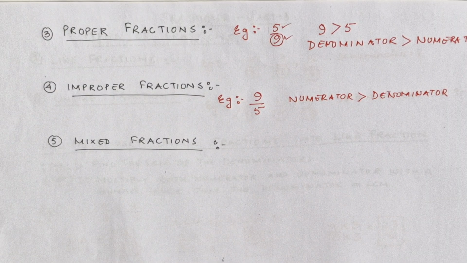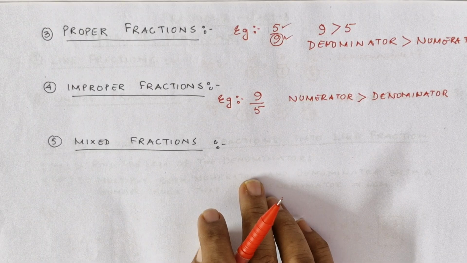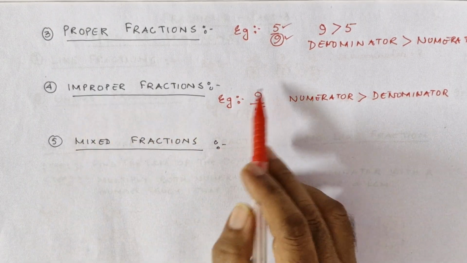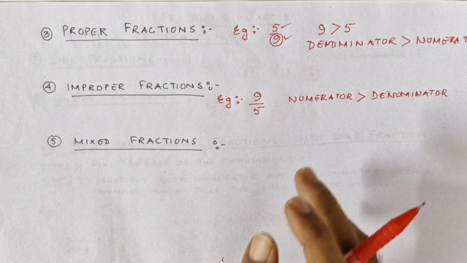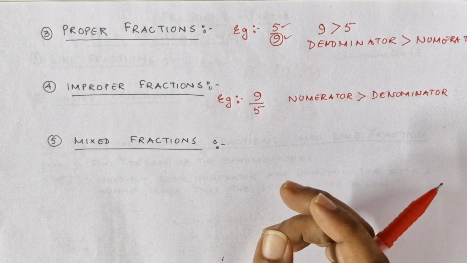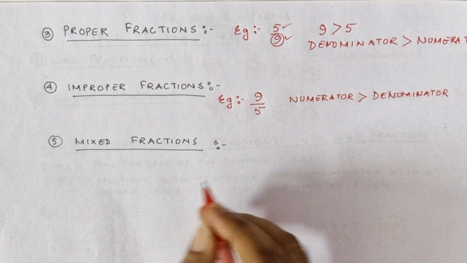Now let's come to the fifth type of fraction, that is known as mixed fractions. Now see, an improper fraction can be written as a combination of a natural number, as a whole, and a proper fraction. Now what does it mean? Let's take an example.